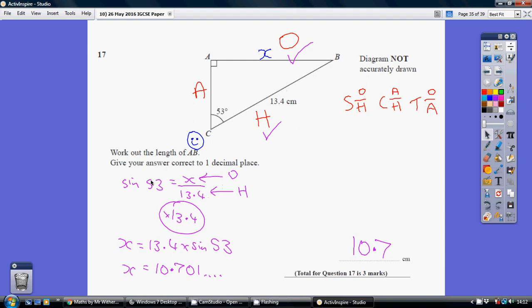Now, just go back to normal algebraic disciplines here. How do I undo a dividing by 13.4? I multiply by 13.4. So x equals 13.4 times sin 53. Pop that into your calculator, you get x being 10.701 dot dot dot. So correct to one decimal place, that's going to be 10.7 centimeters.